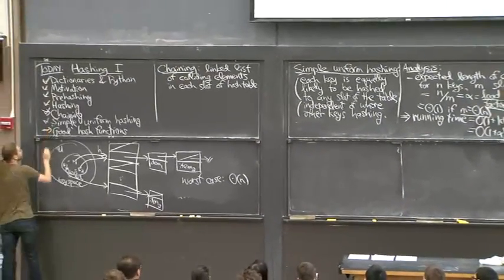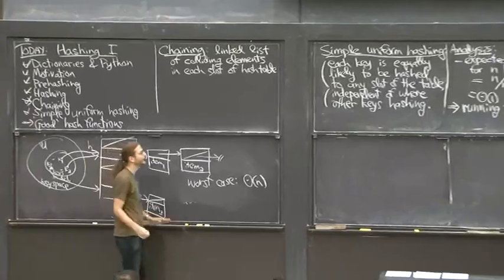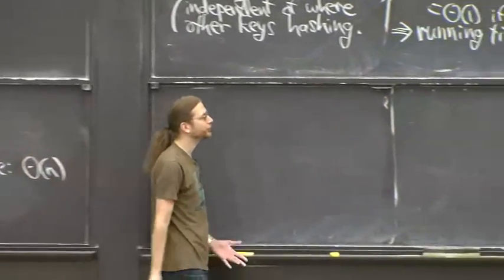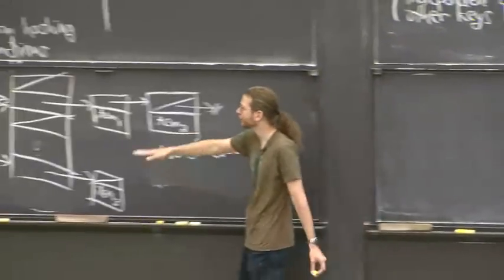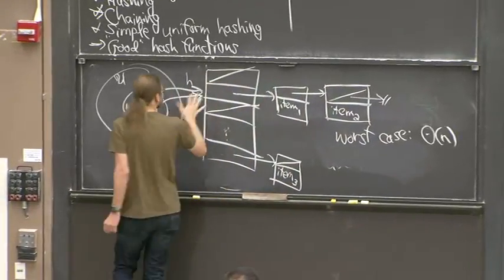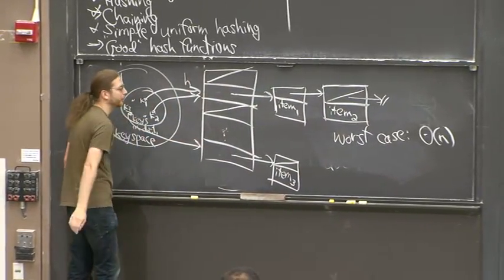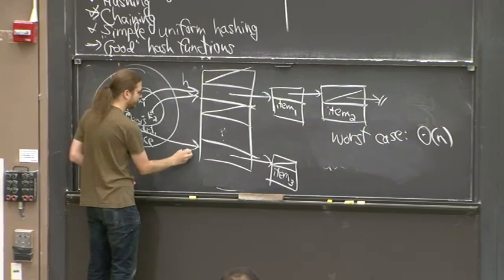Last topic is hash functions. The one remaining thing is, how do I construct h? How do I actually map from this giant universe of keys to this small set of slots in the table? Just m of them.